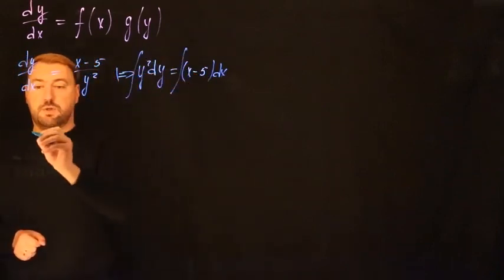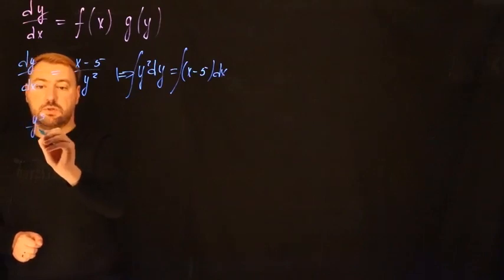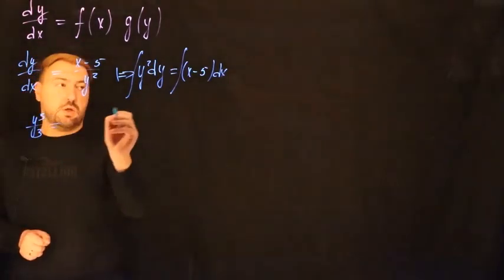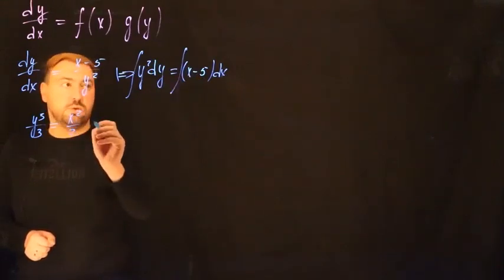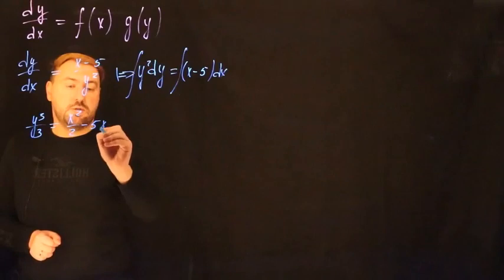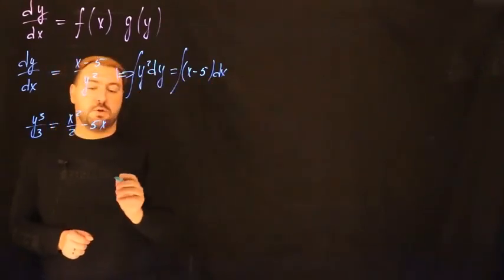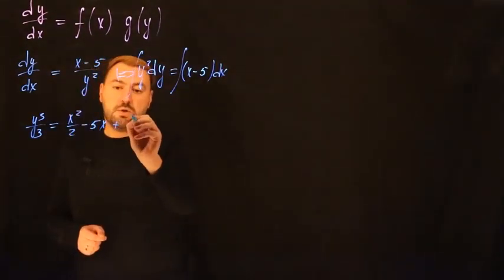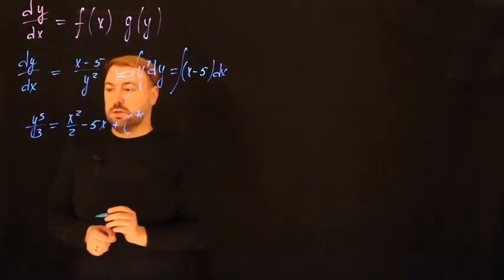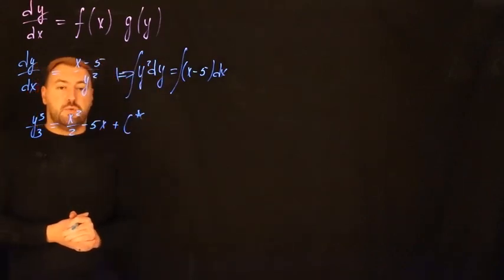This is the power function, which means that we will have y cubed over 3. And here, this is also a power function, which gives us x squared over 2 minus 5x. Because we're integrating both sides, we have a constant of integration, but because constant plus constant gives us a constant, we just move this to the right-hand side. This is the implicit solution of our equation.